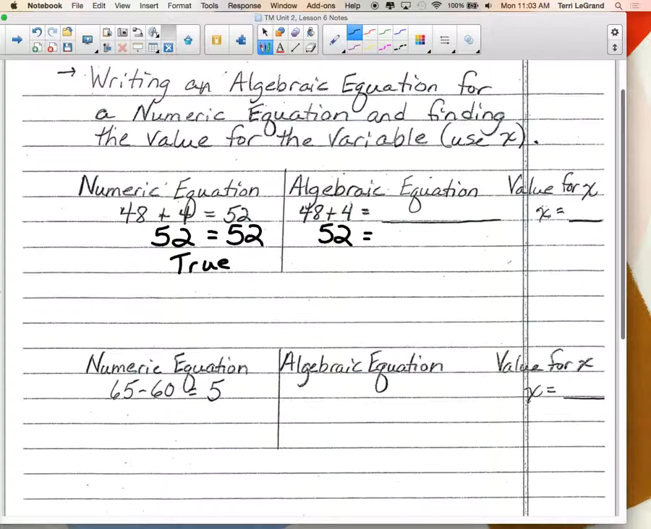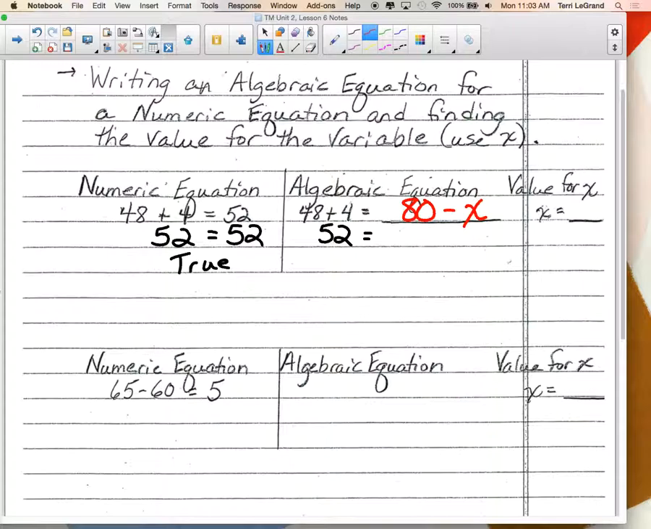So just randomly throw out a number at me. 80. 80, okay. Do you think we would have to add or subtract from 80 to get to 52? Subtract. We'd have to subtract, wouldn't we? So we're going to say 80 minus x. Our missing number, x, we're going to have to find it now.